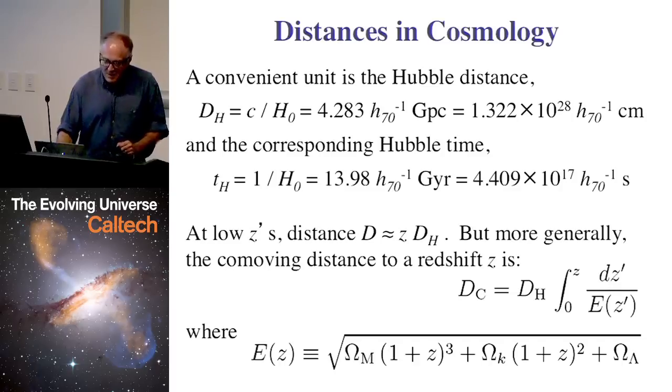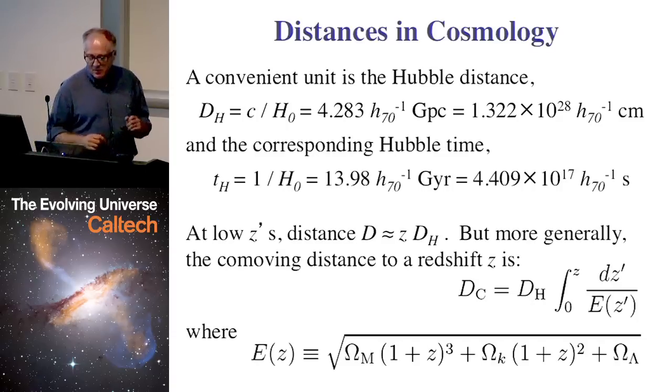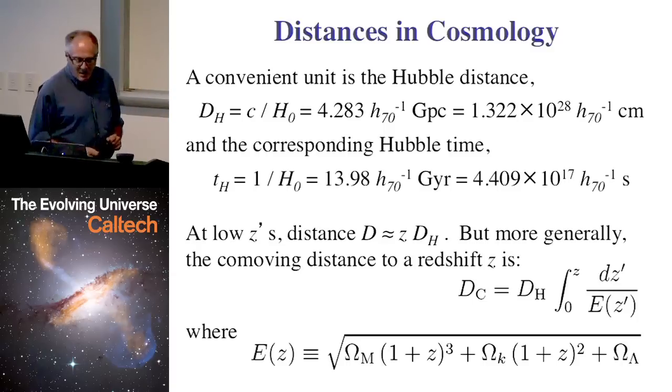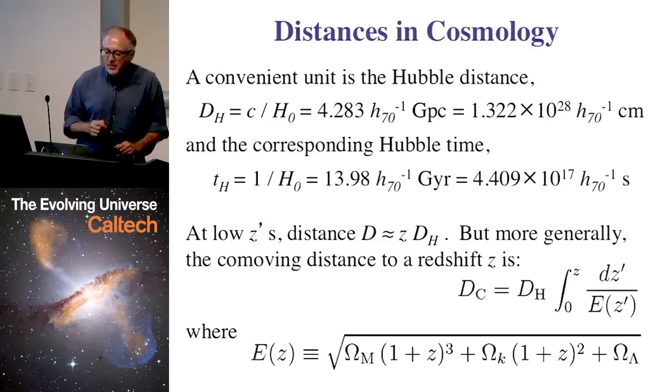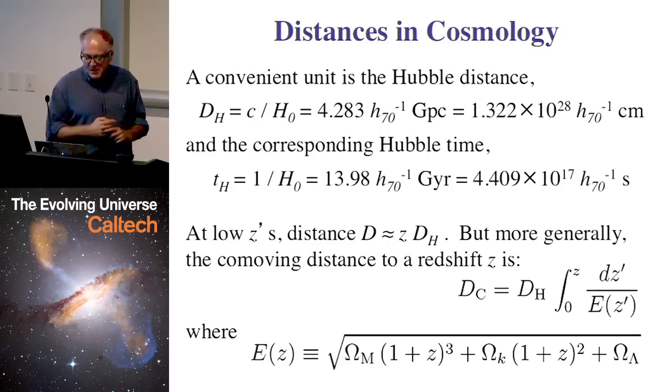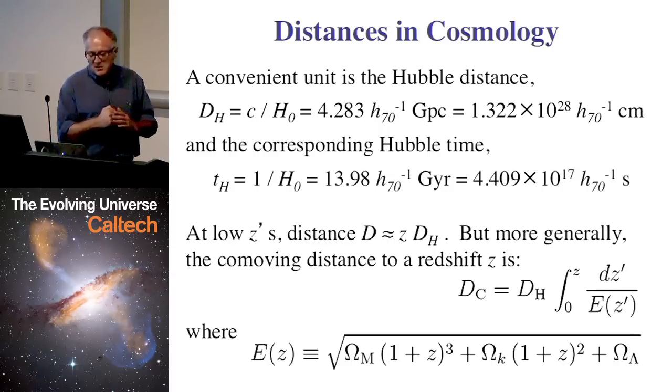So how do we get distances? All right. First, let me give you exact values for what Hubble length and Hubble time are. And here I introduce this scaling parameter, little h subscript 70, which says if the Hubble constant is 70 kilometers per second per megaparsec, and it is within a couple kilometers per second, then the Hubble length is 10 to the 28 centimeters, and the Hubble time is 4.4 times 10 to the 17 seconds. Turns out to be about 13 or 14 billion years.